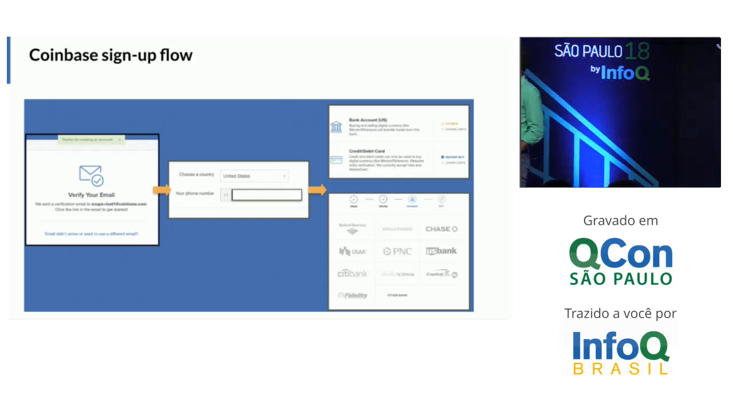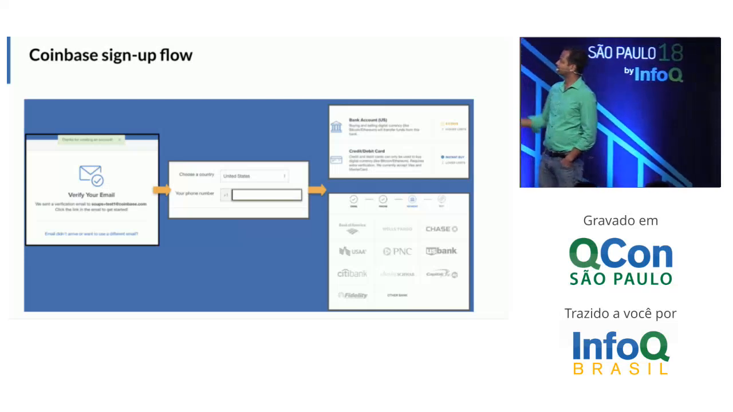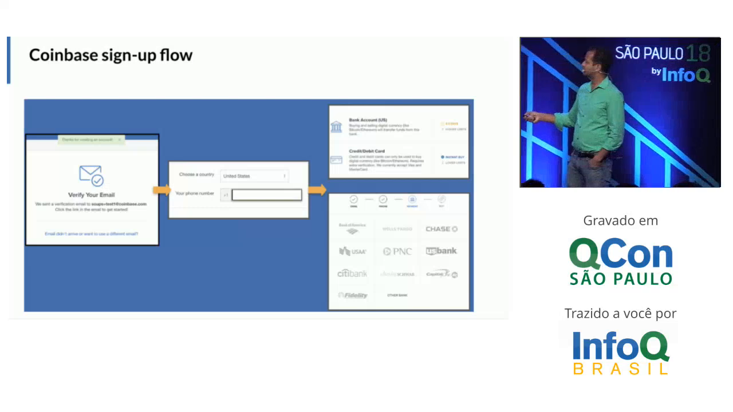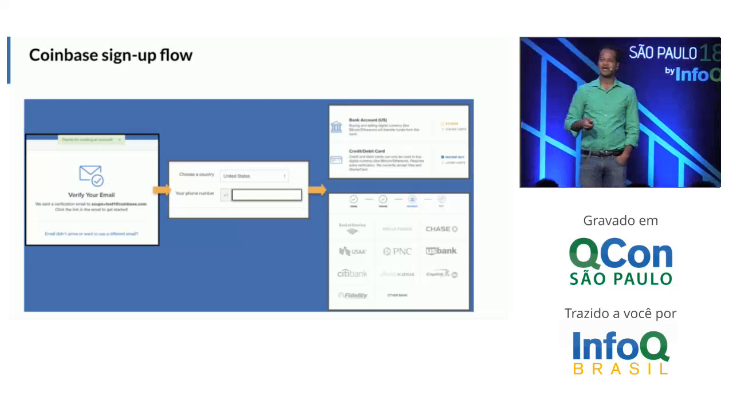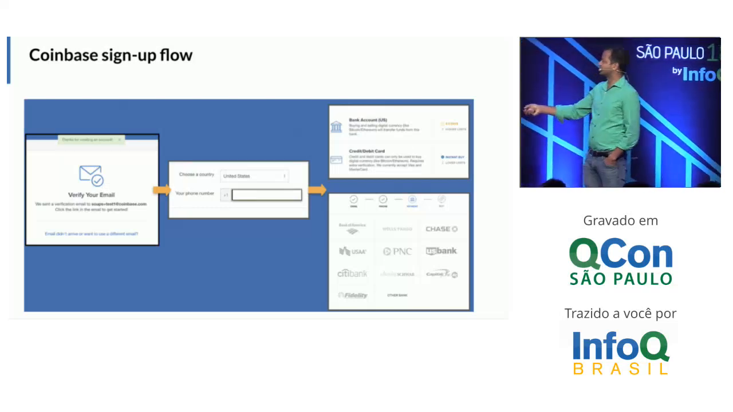So this is our user sign-up flow. When you sign up for a Coinbase account, you first verify your email address. Then we ask you for a phone number. And then you link either your bank account or your credit card. If you're linking your bank account, we present you with a screen like this, where we ask you to provide the username and password for your bank account.